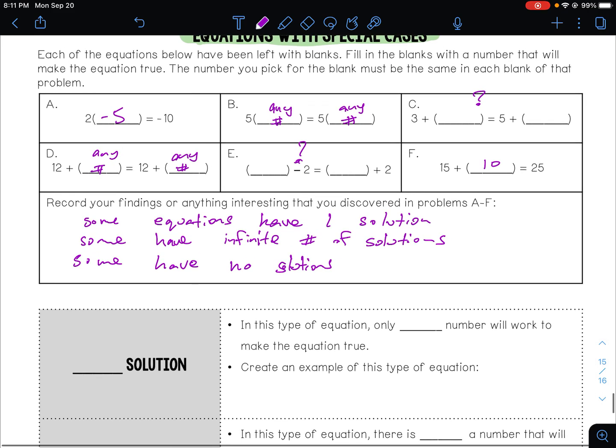And what are the solutions? Well, A only had one solution. F also had one solution. B and D both had an infinite number of solutions. You can stick any number in either of those and it would have been fine. C and E, there's no number that you could have stuck in these blanks that would have given us a solution. So those we would say have no solution.